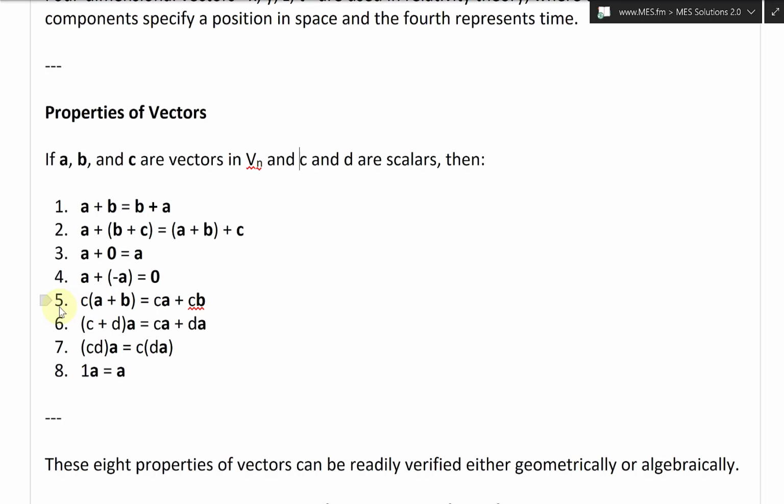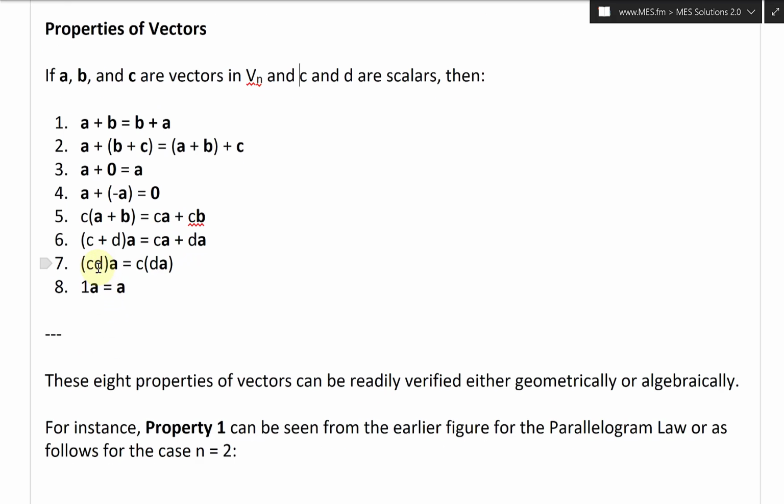And this is property 5. Scalar c times the vector A plus B is equal to, and you can multiply this scalar inside, cA plus cB. Likewise, we have c plus d scalars times A. You can multiply the vector inside, so you'll have cA plus dA. And likewise, we have c times d times the vector A, that is cd times A.